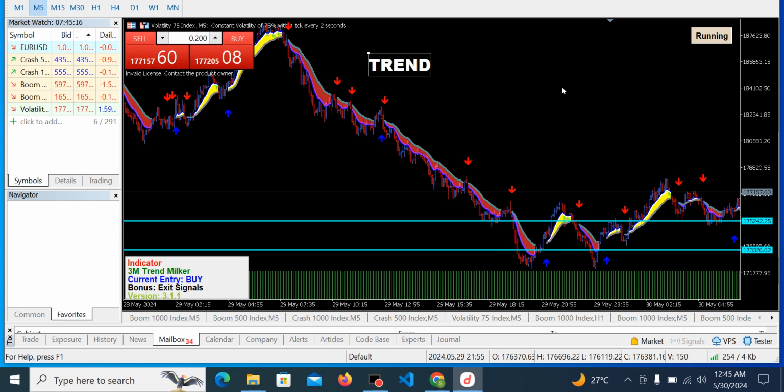In case you don't know, some of you are not making money because you don't know how to identify some of these things on the chart, and that is why we have this trading tool for you guys. It is a custom made trading tool called the 3M Trend Milker Trading Indicator, and so many of my subscribers are also making use of it, and that is why we are milking the market back to back on a daily basis.